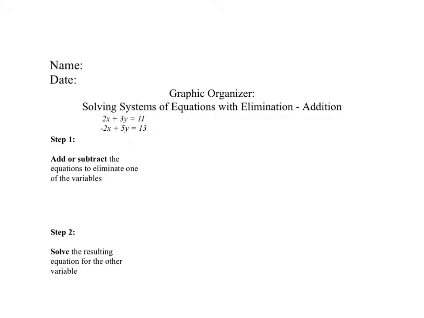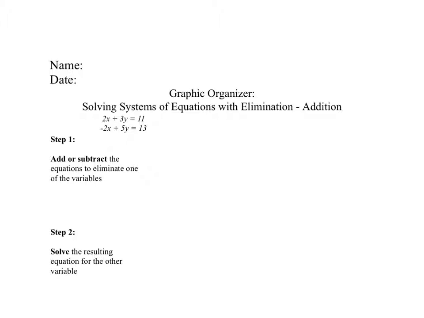So today we're going to look at a third type of how to solve systems of linear equations. So far we've done graphing, we've done substitution. This method is called elimination, and when you eliminate something, you get rid of it. So with the elimination method, we're going to be eliminating or getting rid of one of the variables.